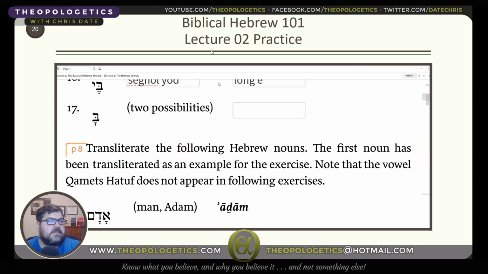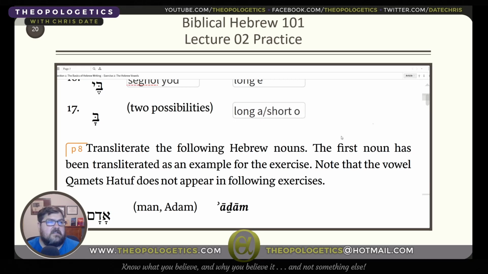And then finally, number 17, the little T under a consonant. This is either a qamets or a qamets chatuf. If it's a qamets, then it's a long A. If it's a qamets chatuf, it's a short O.